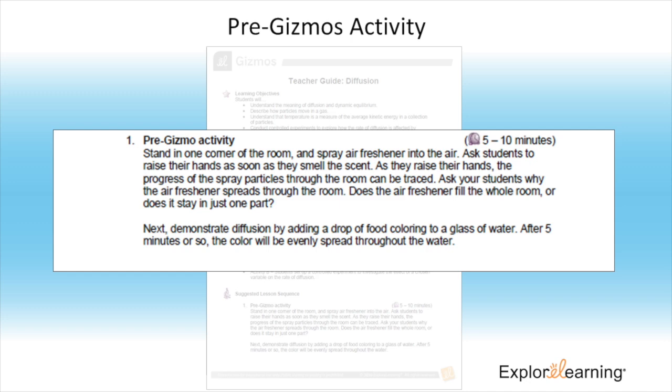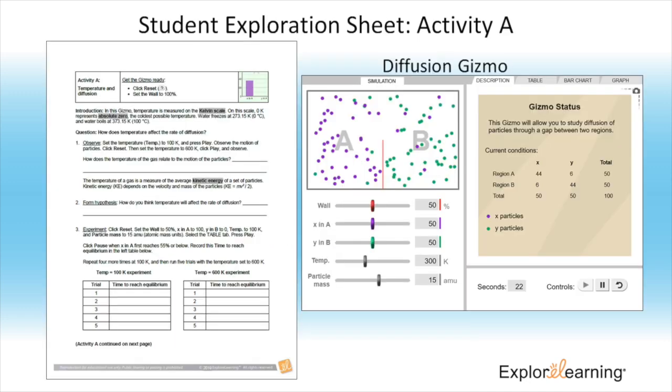Does the air freshener fill the whole room, or does it stay in just one part? Then I demonstrate diffusion by adding a drop of food coloring to a glass of water. After 5 minutes or so, the color will be evenly spread throughout the water. Activity A is one of my favorite activities for showing students the relationship between temperature and diffusion. It allows students to come to the conclusion that temperature affects particle motion and minimally diffusion, but that diffusion heavily depends on the random movements and collisions of particles.